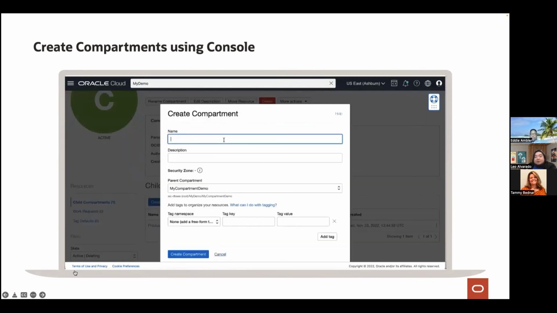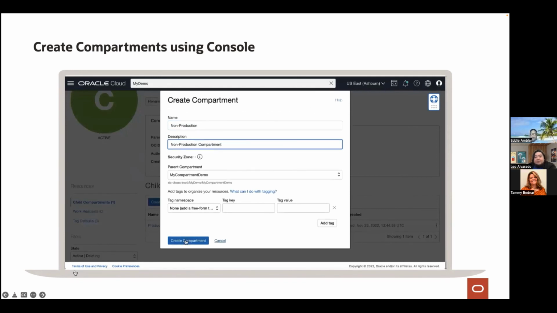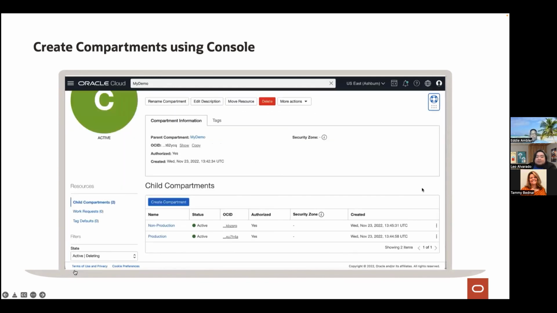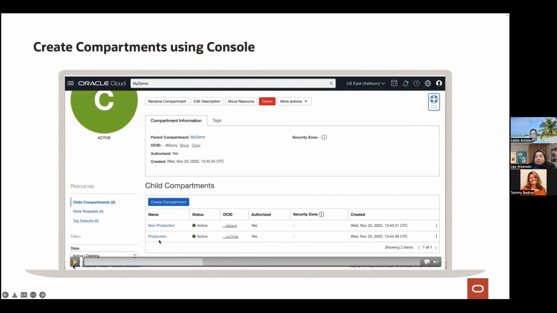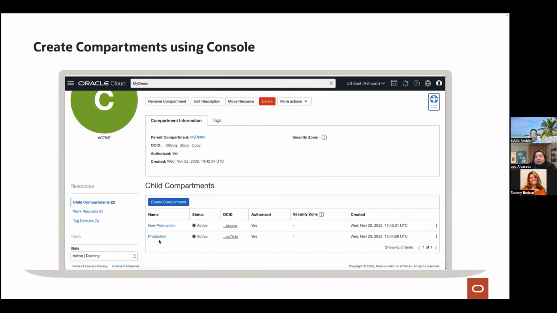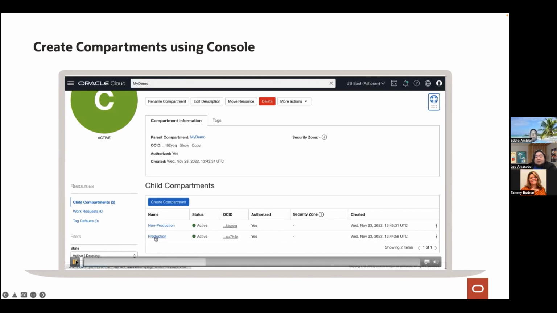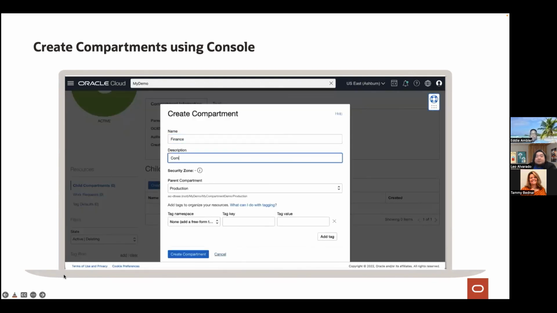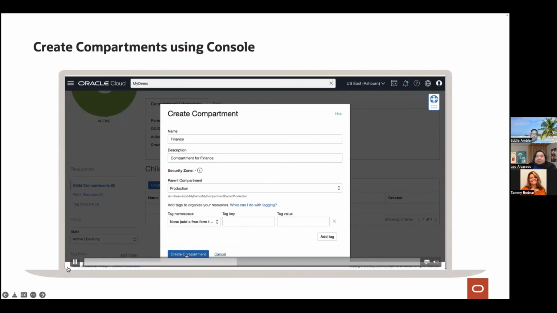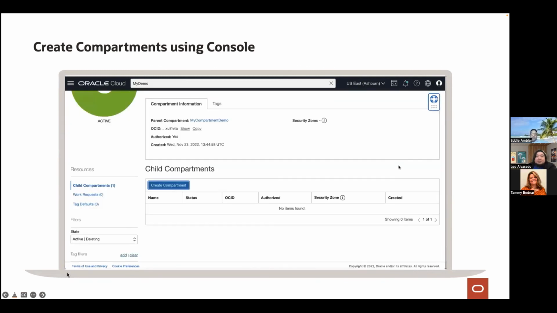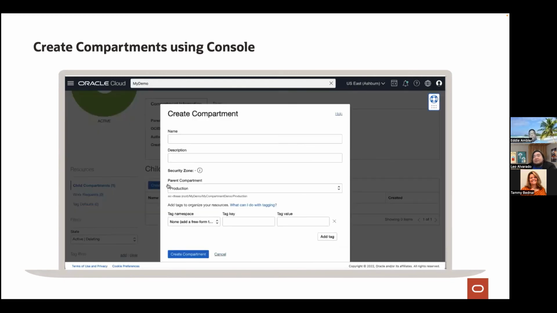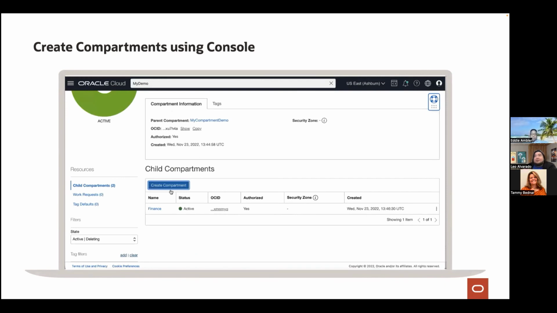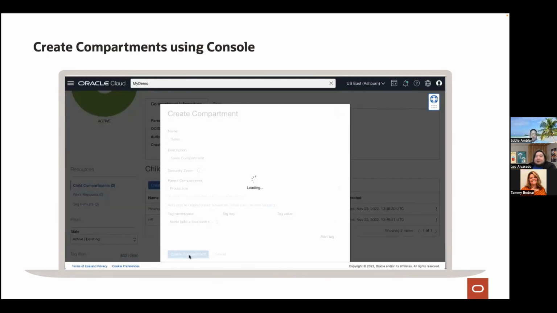After we have created our production, we can also create another environment, which is for our non-prod. And you see now we have two compartments for SDLC. Then we go into one of the environments, like we click on production. And this time we try to create sub-compartments based on our application or department specific. So a sample is one compartment for finance, another compartment for your HR, and then another compartment for your sales.